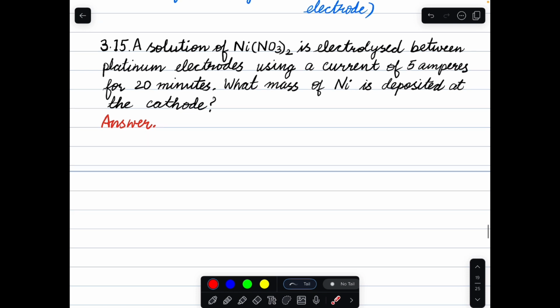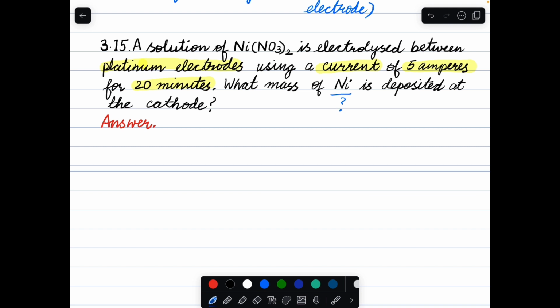The very first question. Let us see the information given to us. The very first information is that a solution of nickel nitrate is electrolyzed between platinum electrodes, so inert electrodes are there, using a current of 5 amperes for 20 minutes. So time is also given as 20 minutes, and what we have to calculate is what mass of nickel is deposited at cathode. So we have to find out the mass of nickel deposited at cathode.